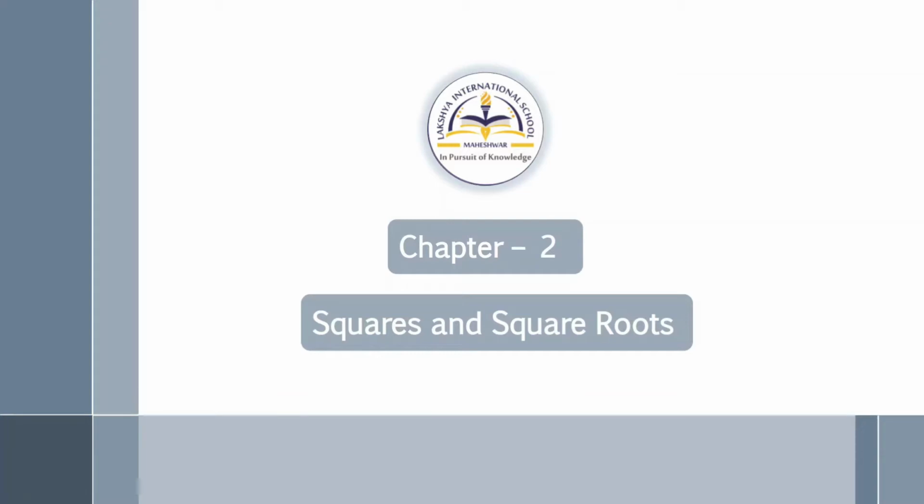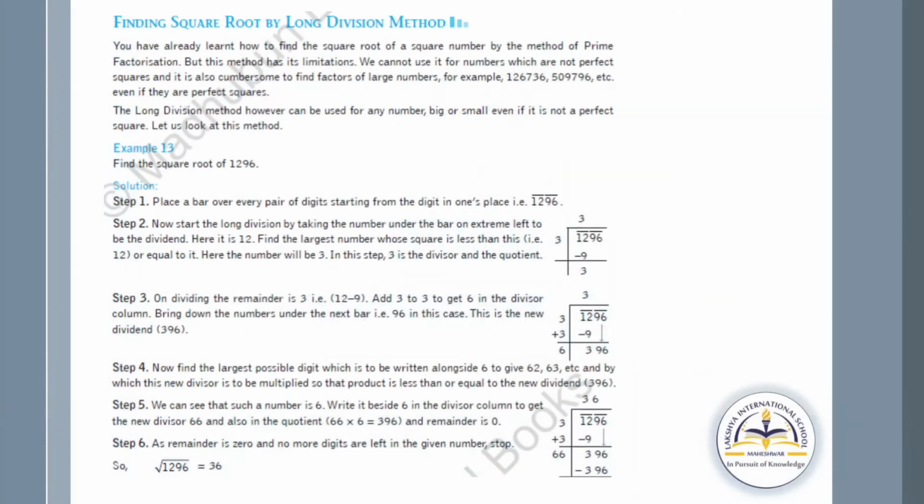Today we are going to learn chapter number 2, squares and square roots, the remaining chapter of class 8th mathematics. First topic is finding square roots by long division method. Now we will find how to find the square root by using the long division method.